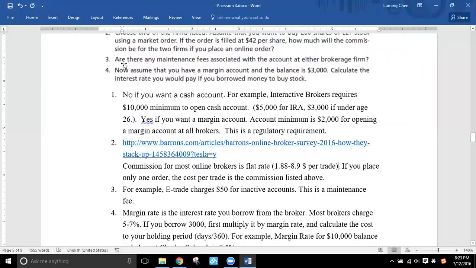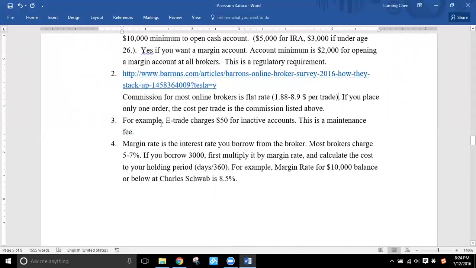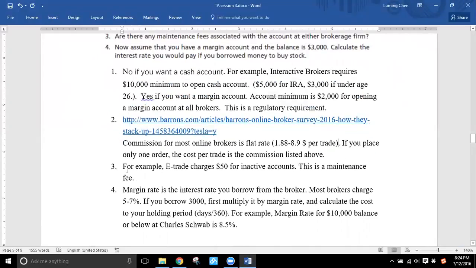Number three, are there any maintenance fees associated with the account at either brokerage firm? Yeah, there are some maintenance fees. For example, E-Trade charges $50 for inactive accounts. This is a kind of maintenance fee.